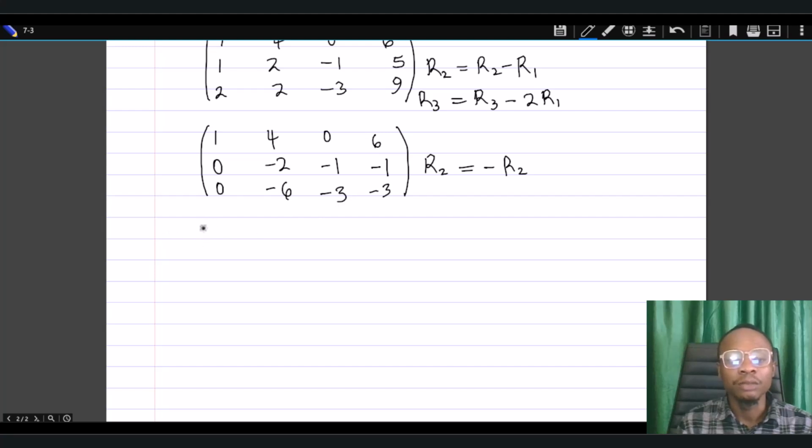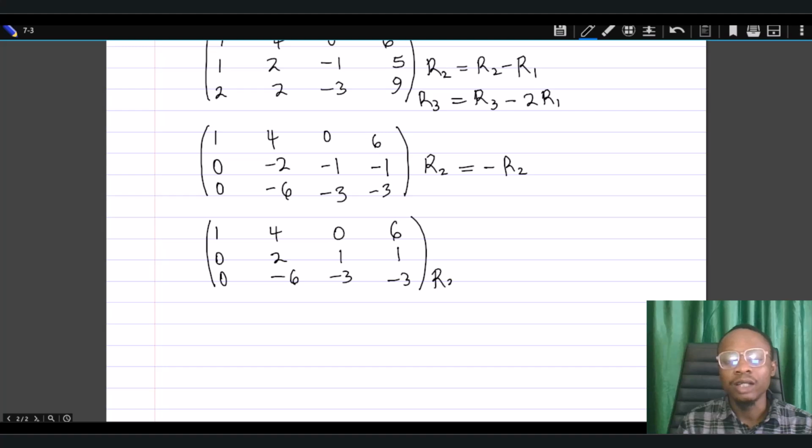That works perfectly. It makes that look better. So this is 1, 4, 0, 6, and this is 0, 2, 1, and 1. Then this is 0, minus 6, minus 3, minus 3. And with that, we can now think of how we reduce this here to 0 using this.